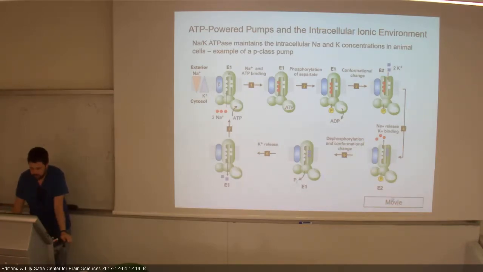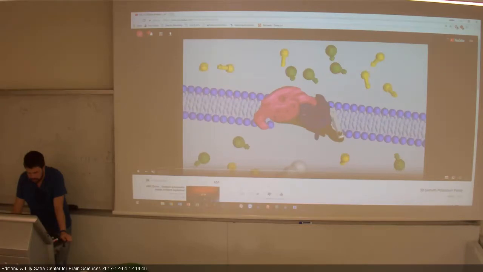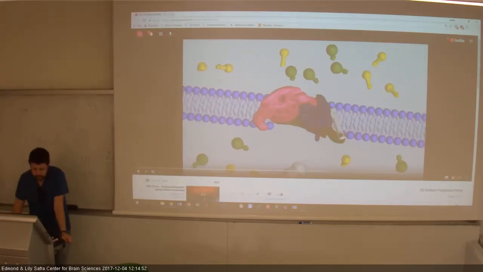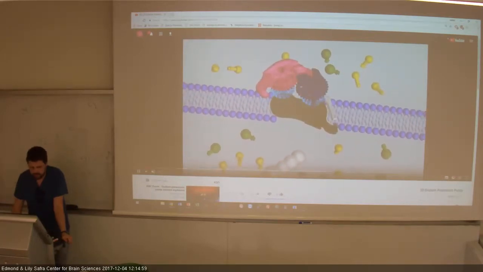So I found a nice movie. It's not completely scientific, like you'll see. It doesn't really show the molecular structure of the ATP sodium potassium pump, but because it shows the conformational change, I still think it's nice to show. So these are the different components.